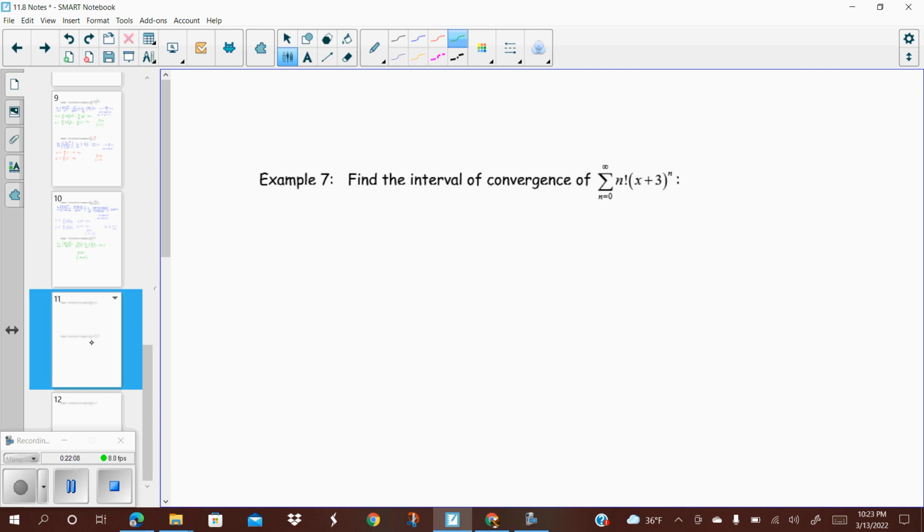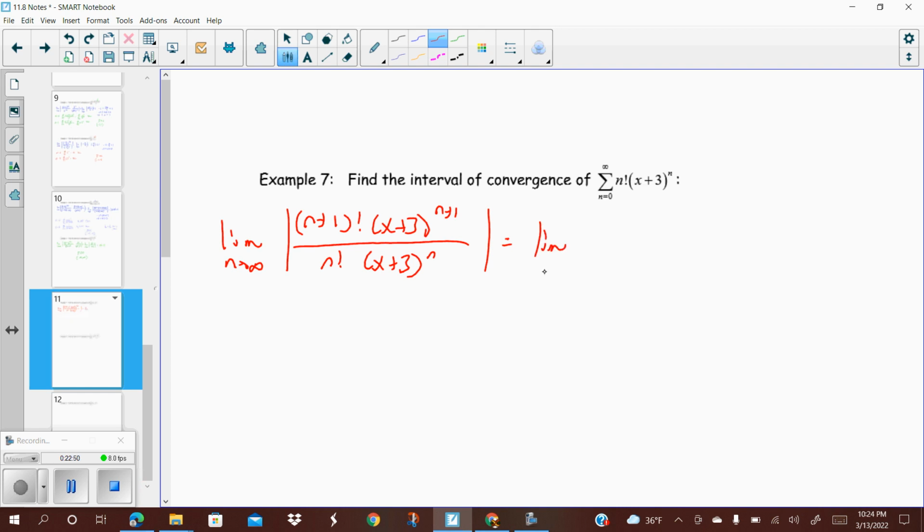This is n factorial times x plus 3 to the n. I'm willing to bet this is going to be divergent for everywhere except the center, but again, we'll check it out to see. There's no fraction here that you're dividing by anything, so it seems to me like this will just get bigger and bigger and bigger no matter what, unless it's right at the center. So it'll be the absolute value of n plus 1 factorial times x plus 3 to the n plus 1 over n factorial times x plus 3 to the n.